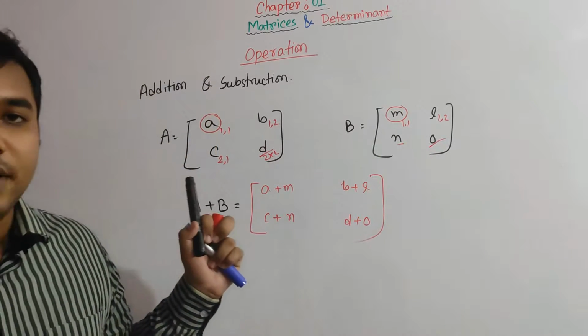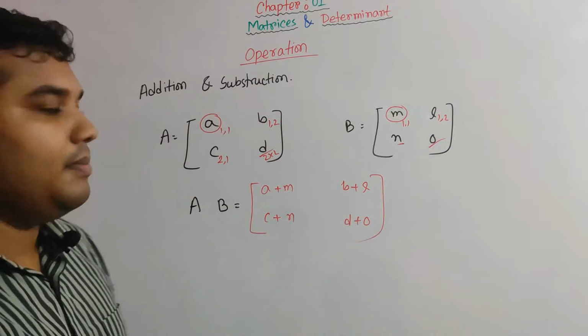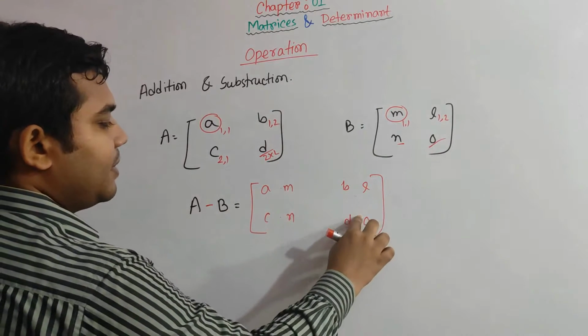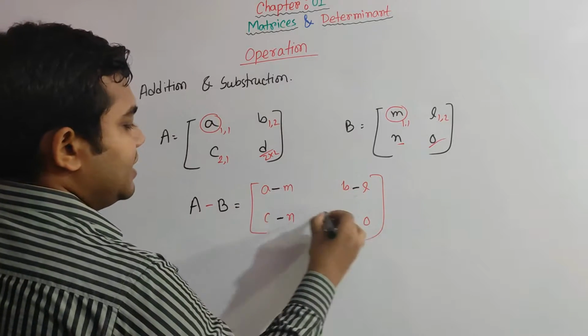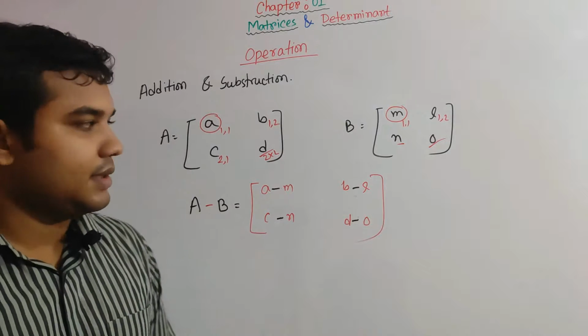That's the addition. In the case of subtraction, everything will be the same, just in the place of plus it should be minus. That is the subtraction of these two matrices.